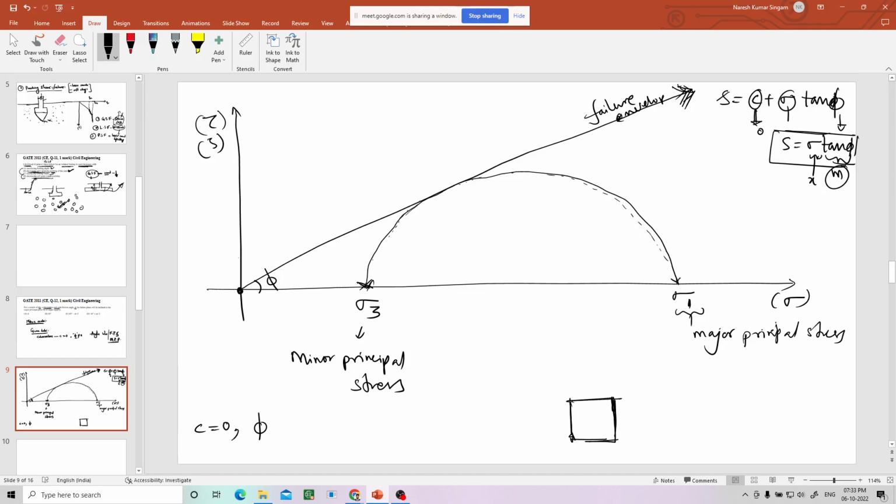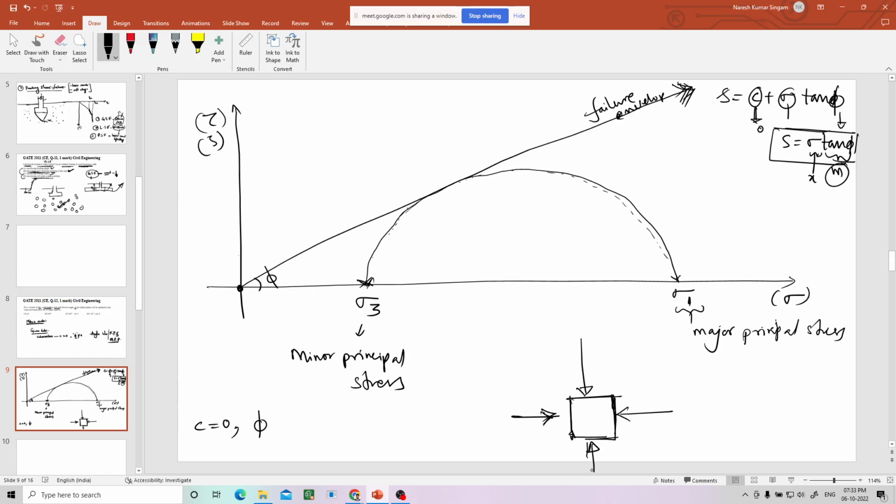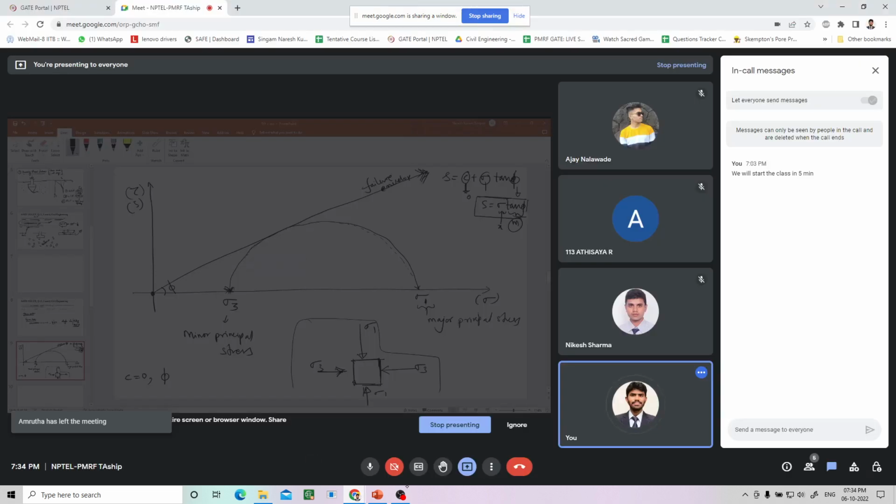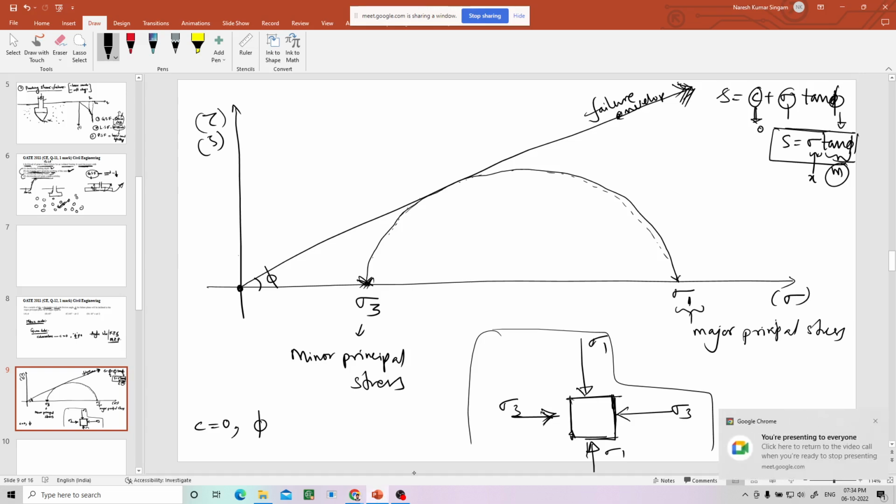Okay, so now let us take an element. Just give directions of the major principal stress and minor principal stress. You can give any direction. You can give this sigma 3, sigma 1, or here sigma 3, here sigma 1, no issues. So this is sigma 3, this is sigma 1. Now according to this element, we will find out where is the pole, according to these directions of the stresses.